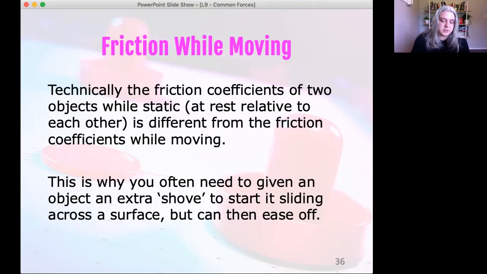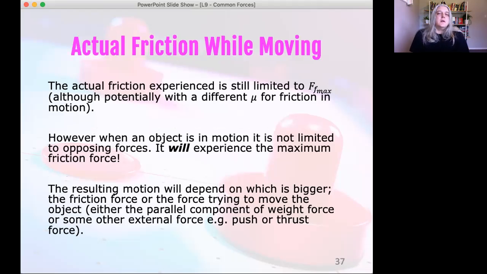As I said, normally I'll just tell you in any problems or scenarios what the friction coefficient is, and that would be relevant to the scenario, whether it's at motion or at rest. So the actual friction experienced while moving is still going to be limited to that maximum friction force, although potentially with a different mu. But when an object is in motion, it's not limited to opposing forces anymore. It will experience the maximum friction force. It can, because the friction is trying to slow it down, it's trying to decelerate it. So if the object is in motion, then it will experience the maximum friction force.